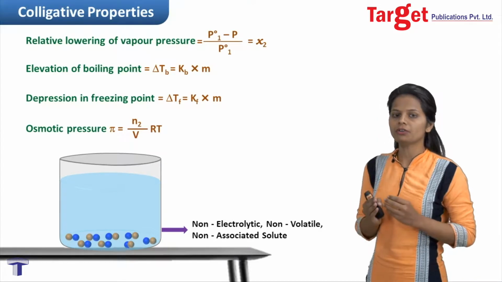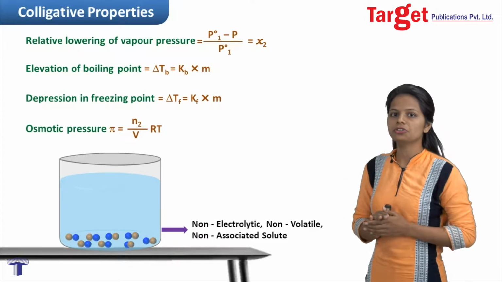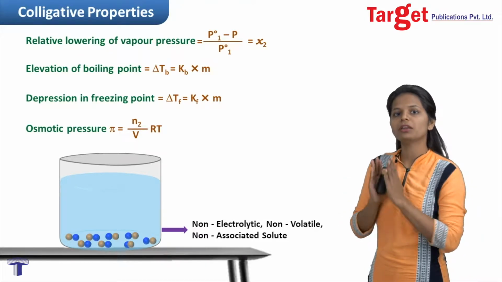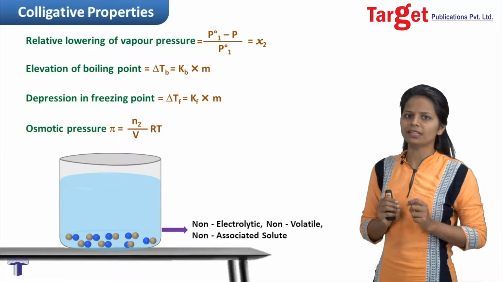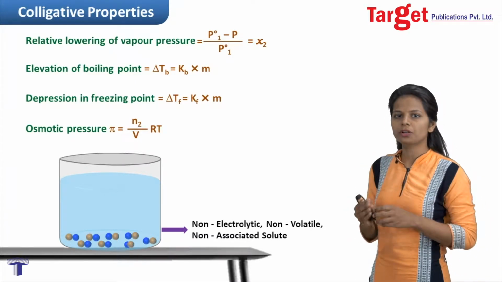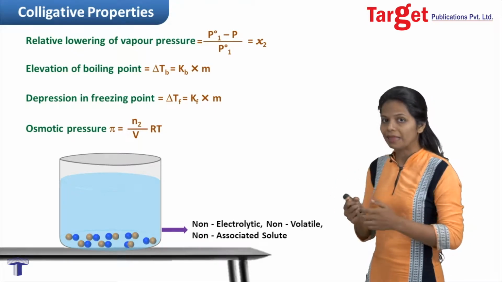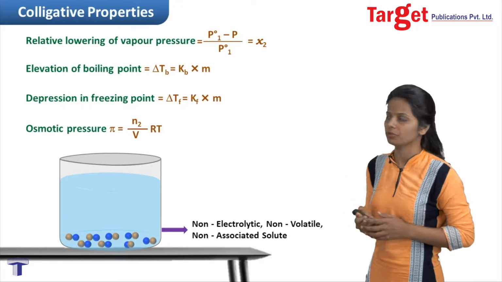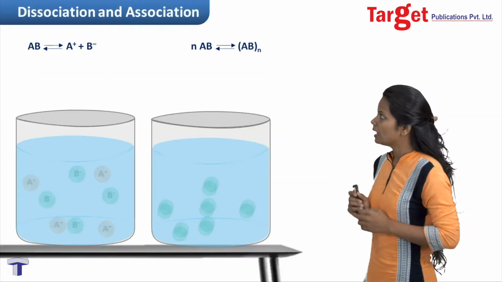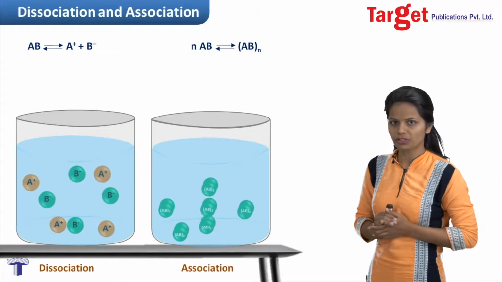Again, we are going to repeat that the solute particles which we had added in the solution were non-electrolytic, non-volatile and non-associated solute. Now let's understand what happens when the solute is electrolytic or when the solute is volatile. In that case the solute may undergo dissociation or association. As you can see, in the first case there is dissociation of solute particles.